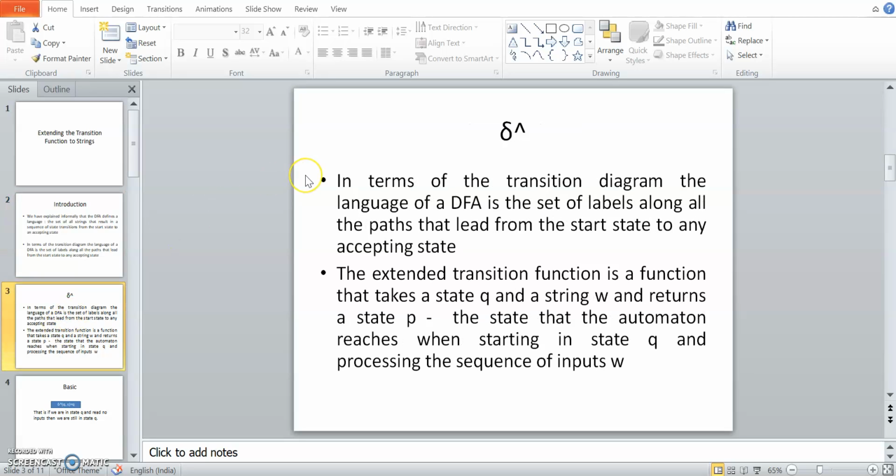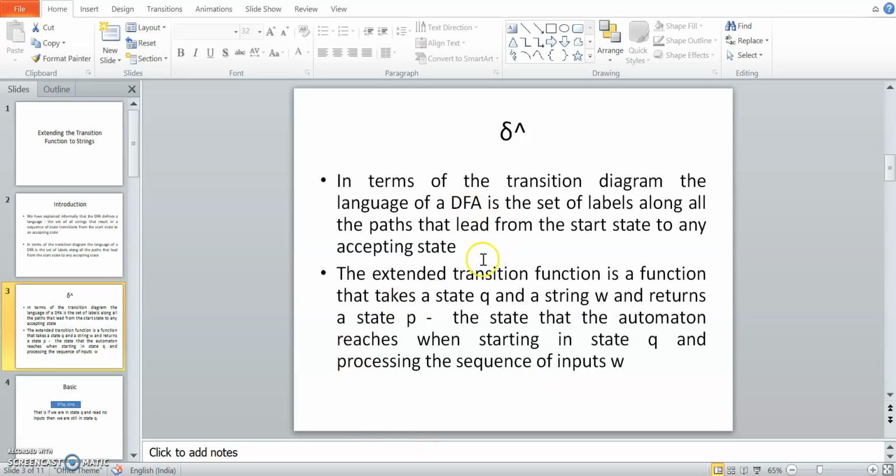So now, what is the delta transition function? In terms of the transition diagram, the language of a DFA is the set of labels along all the paths that lead from the start state to any state, as we said. Now, what is the extended transition function? It is a function that takes a state Q and a string W and returns a new state P, the state that the automaton reaches when starting in the state Q and processing the sequence of inputs W. Remember, we are saying a sequence of inputs, that is, a string.